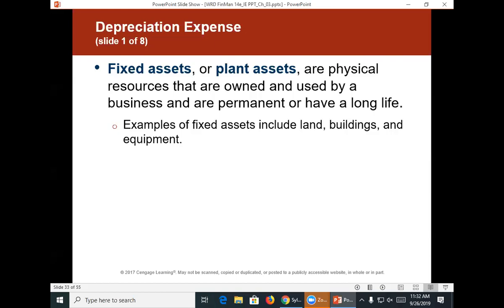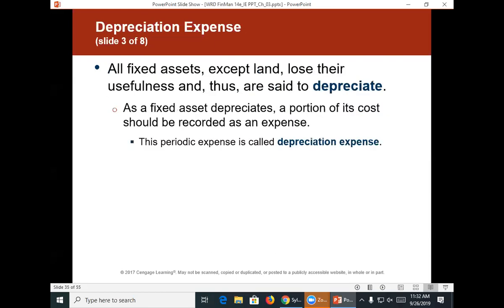Land is also a fixed asset. Does land depreciate though? No. Land never depreciates, okay? So when we purchase land, it goes on at the cost we paid, and it stays on our books at that cost until we sell it. But our other fixed assets or plant assets, we are only going to keep for a specific amount of time. So again, we're going to take the cost that we paid and spread it over the life of that asset. So fixed assets, besides land, depreciate over time.